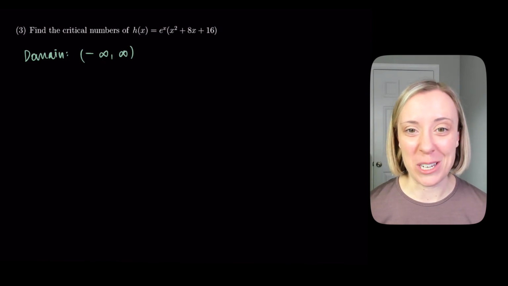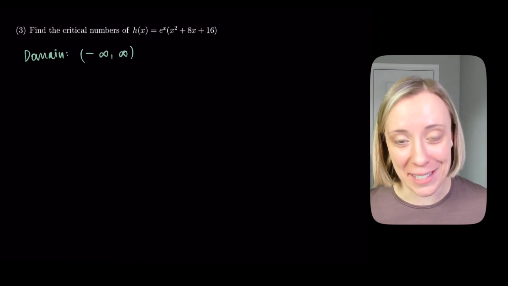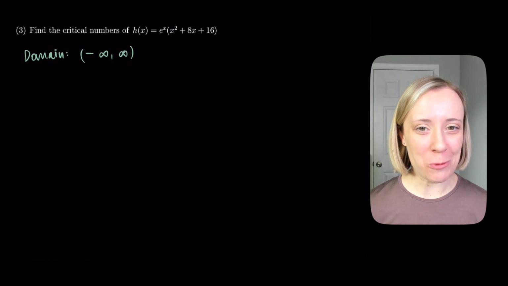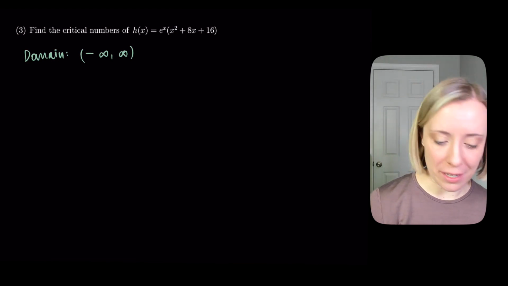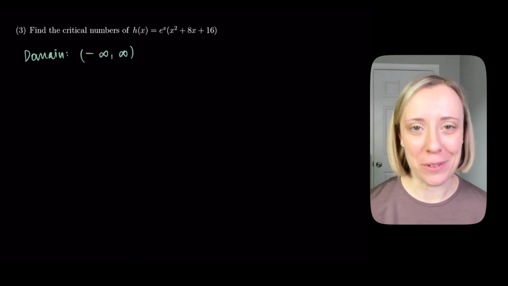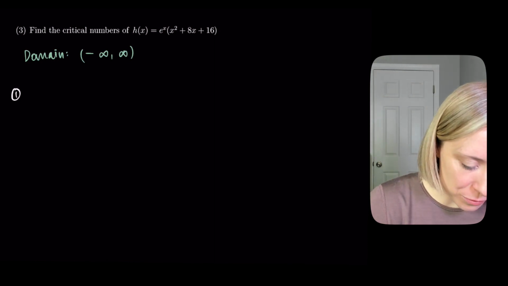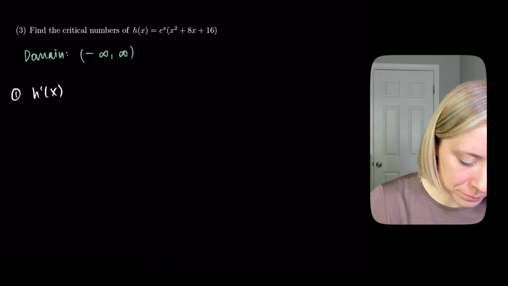It really depends on your teacher. Again, I can just keep saying that every example. So our first step, as usual, will be to take the derivative. We'll eventually need to set it equal to 0 and find where it's undefined, but we can just start by taking the derivative. So we'll find h prime of x.